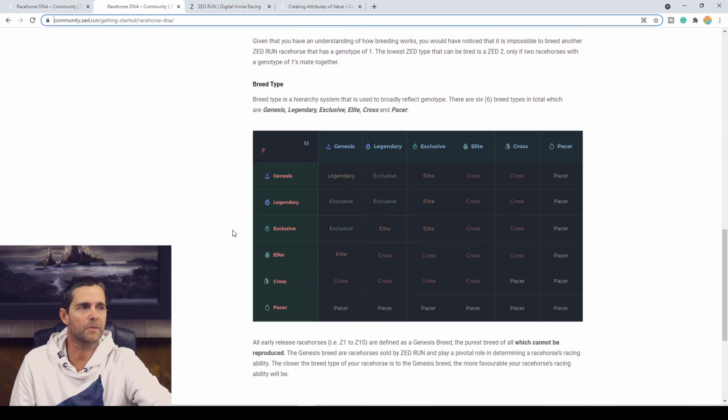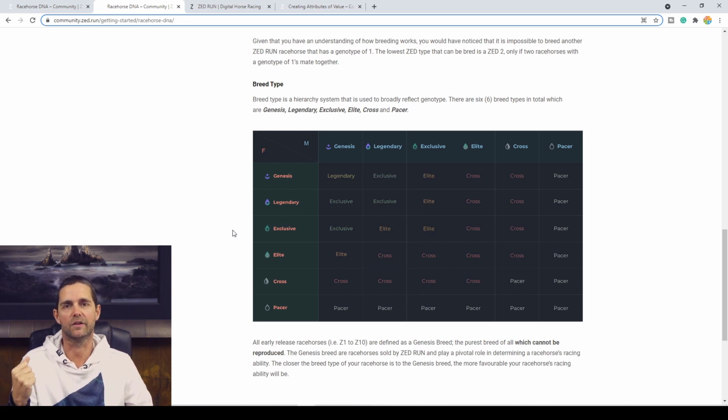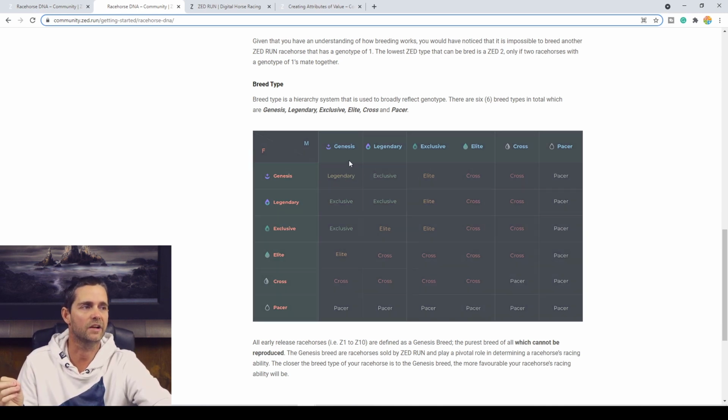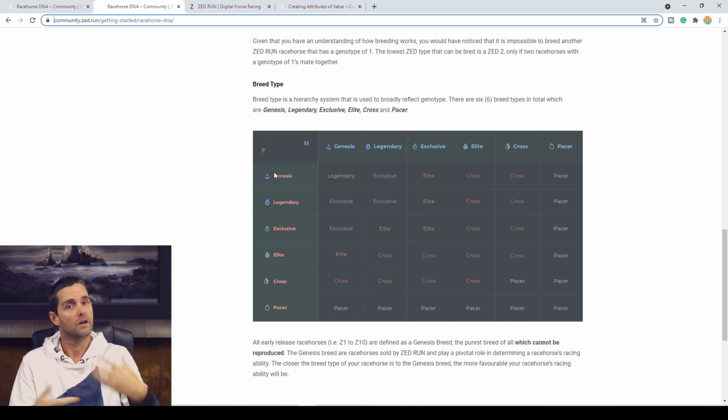Okay, breed type, a quick overview of breed type. Of course, the guardians of the DNA are the Genesis. They are the original horses. And then when we breed two Genesis horses together, initially we will get a legendary. And we'll go deeper on this again in the deep dive breed type video. But the Genesis are the original guardians. How important they are in the system, we'll find out in the future. And they live forever. Currently, all the horses live forever.